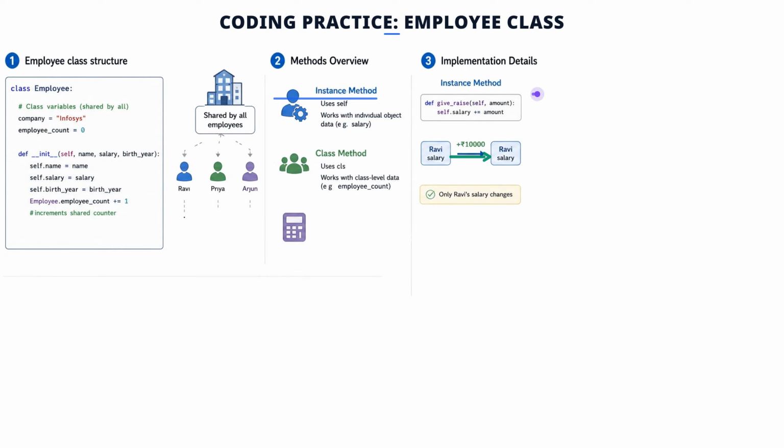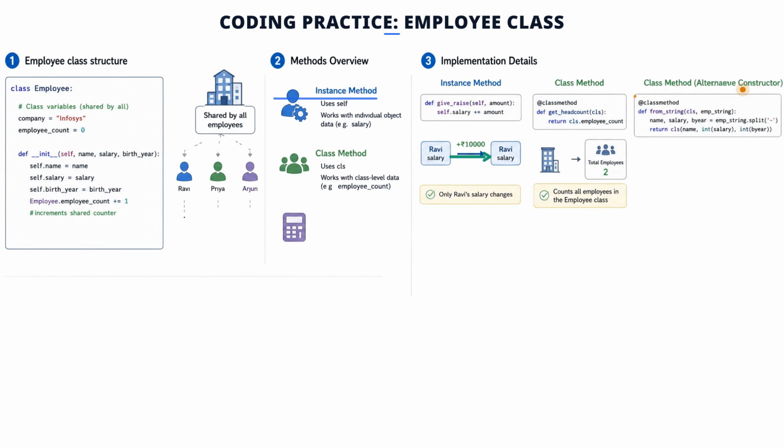Next is a class method, which is always marked by the class method decorator. A great example is getHeadCount. This method uses cls to access cls.employeeCount. It doesn't care about Ravi or Priya specifically, it only cares about the total number of employees tracked by the class. Class methods are also frequently used as alternative constructors.